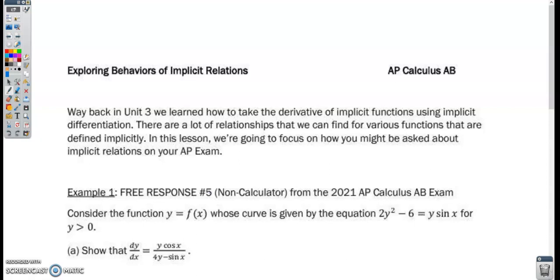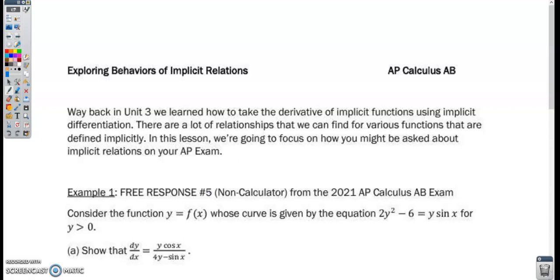Here we are in section 5.12 of AP Calculus, Exploring Behaviors of Implicit Relations, the final section of Unit 5, which pretty much concludes the differentiation portion of our course. So we're going to split this section into two videos, however long it takes us to do each one, and we're going to go through one example in each.